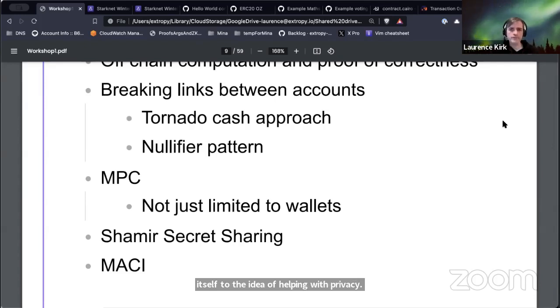So if you're interested, have a look at that. See how it's done in Tornado Cash and how it's done in, say, Zcash. It's a very useful pattern to understand.